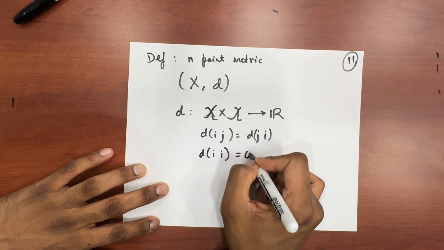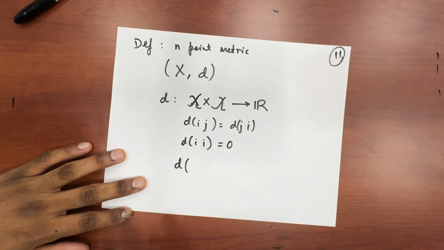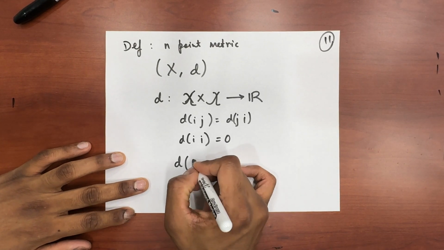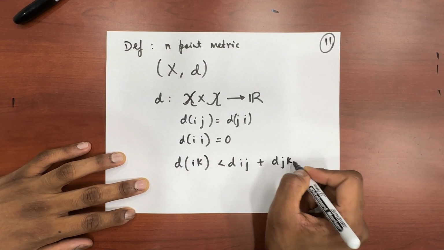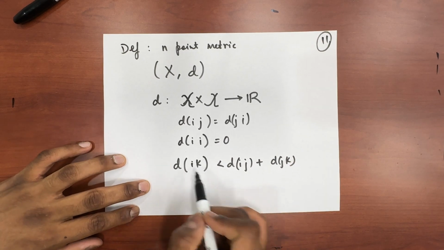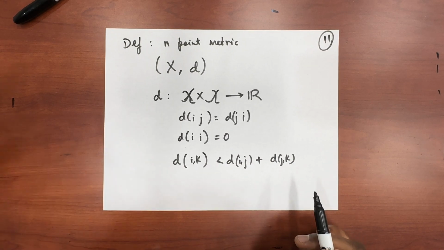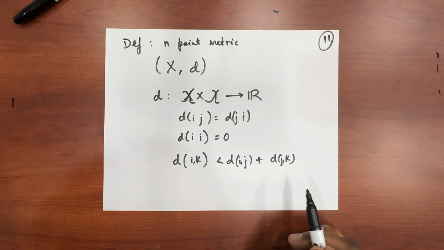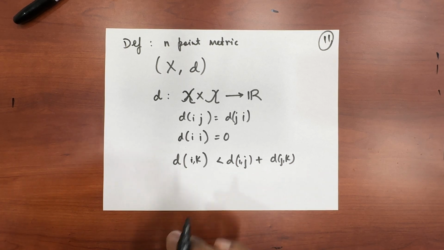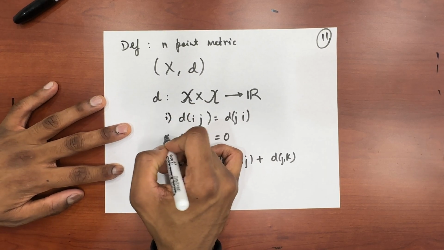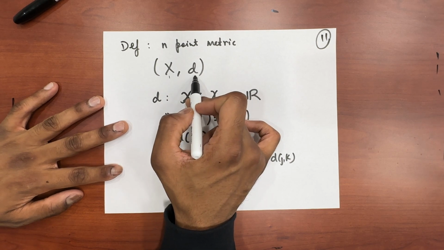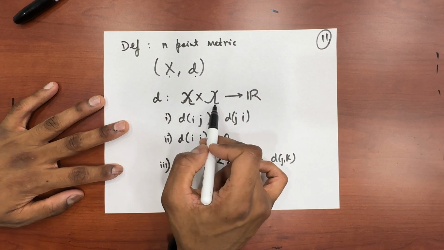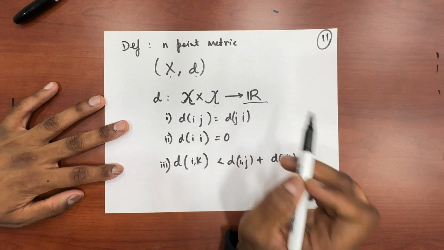Dii is 0, and it satisfies the triangle inequality. That is, Dik will always be less than Dij plus Djk, right? Again, this is a function of two variables, so it's going to be a little bit cumbersome to write it in proper formality. But this is the mathematical definition of a metric. A metric is nothing but a collection of points and a function on those points, a function which takes two of those points as input and returns a real number as an output.